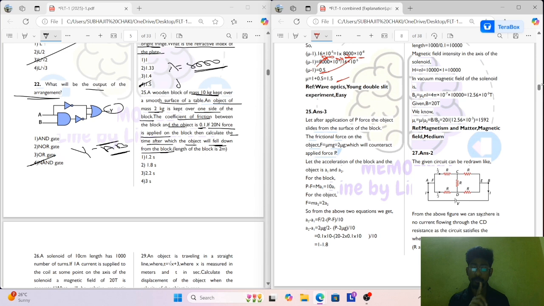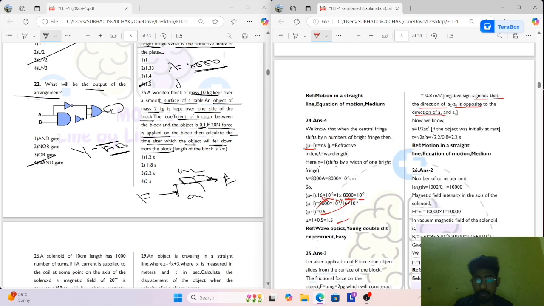Negative sign signifies that the direction of A2 minus is opposite to the direction of A1 and A2. Okay, so we know that S is equal to half AT square. So T will be equal to root over 2S by A, and 2S is given as 2 meter. So 2 into 2 means 4 divided by 0.8. 4 divided by 0.8 means root over 5, that is equal to 2.16, or you can say 2.2.